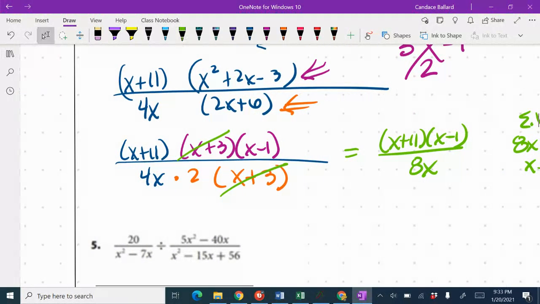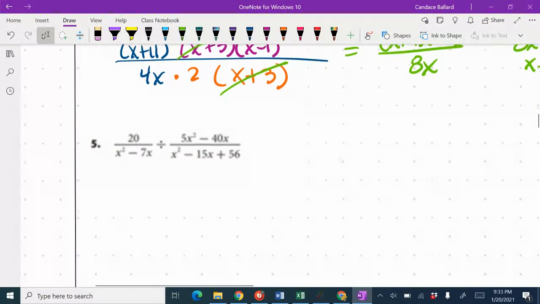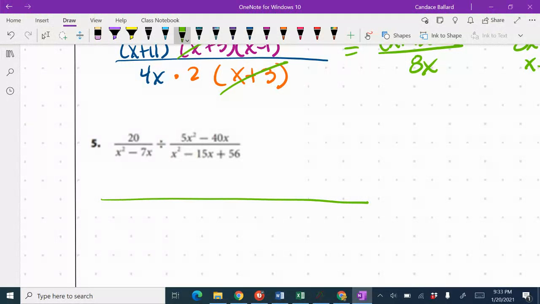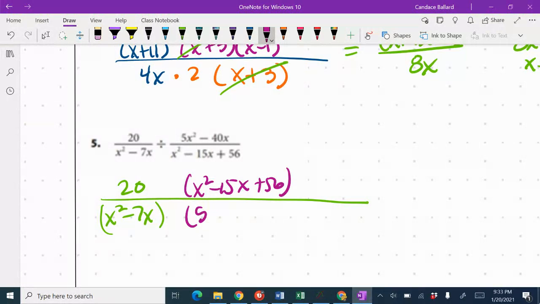All right, let's take a look at this last one. Maybe we'll get lucky and get to cross out a whole bunch of stuff. So I am going to write down my first one exactly the way it looks. And then the second term, I am going to flip the reciprocal. So I've got x squared minus 15x plus 56 in the numerator, and 5x squared minus 40x in the denominator.